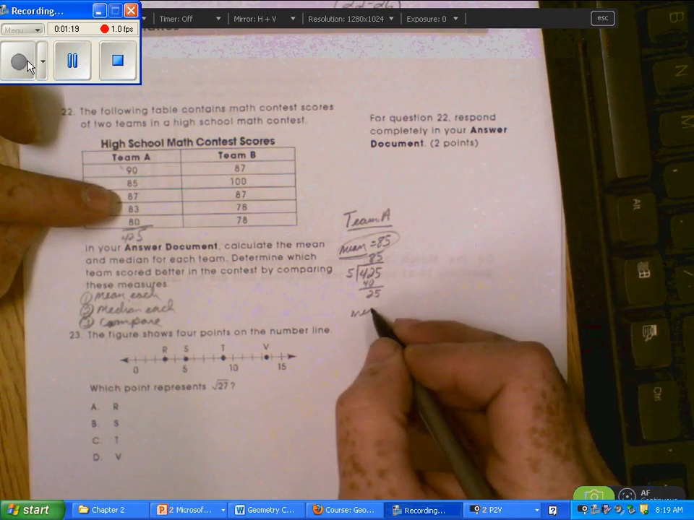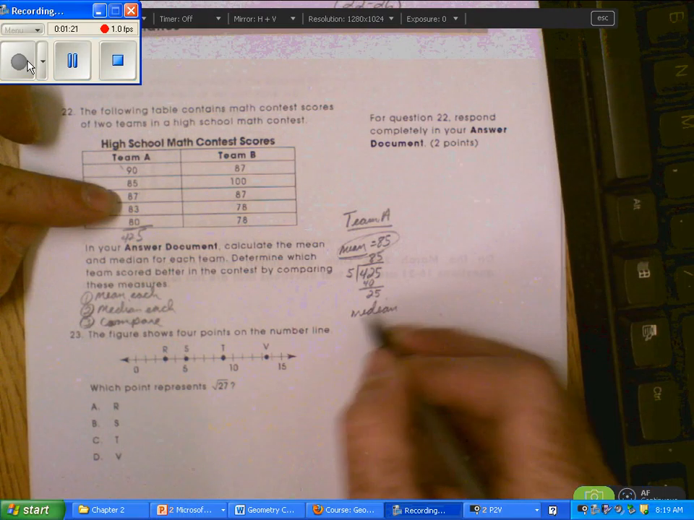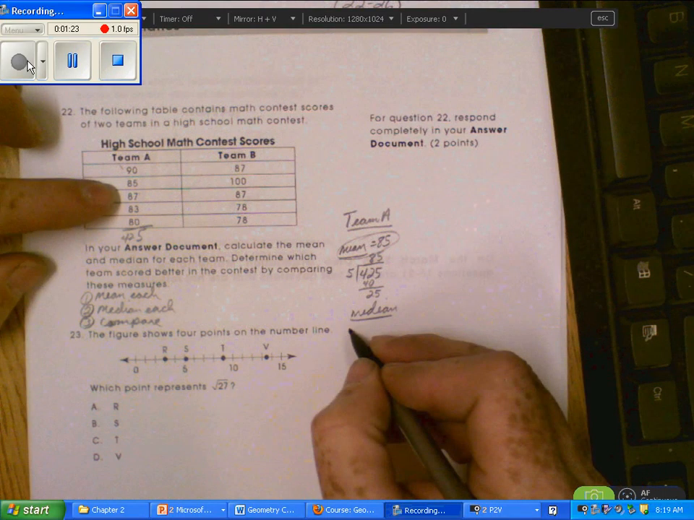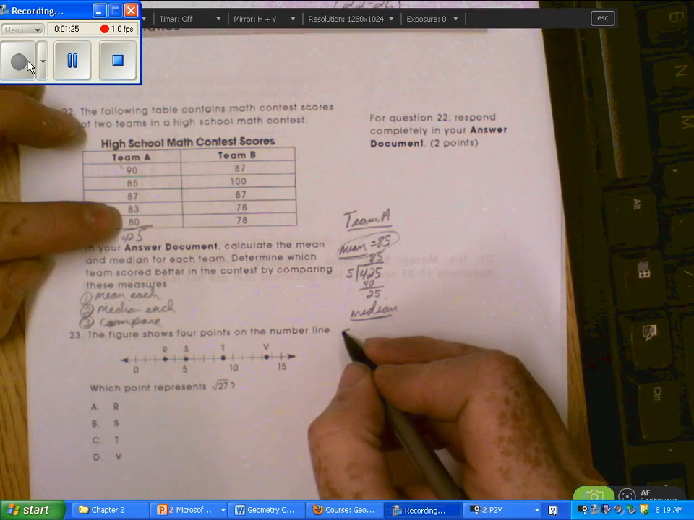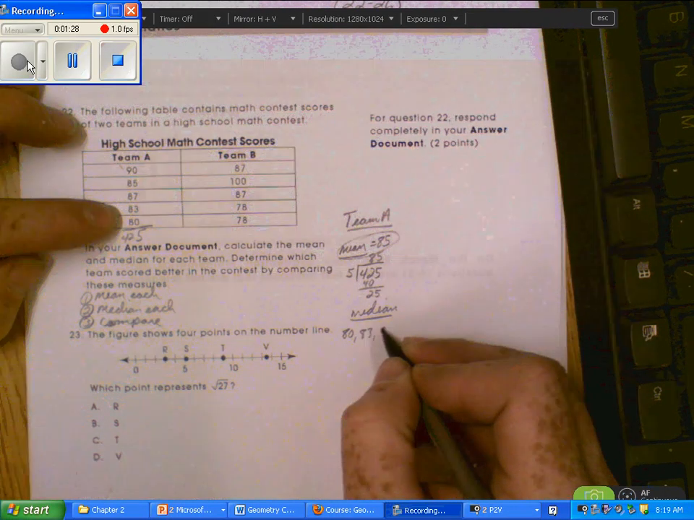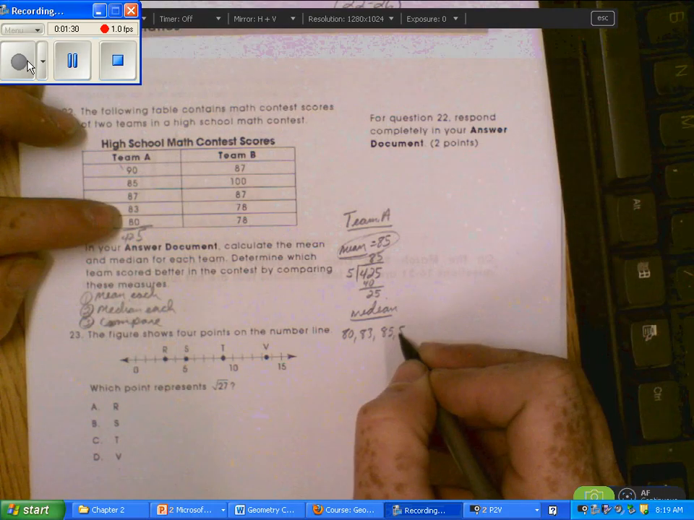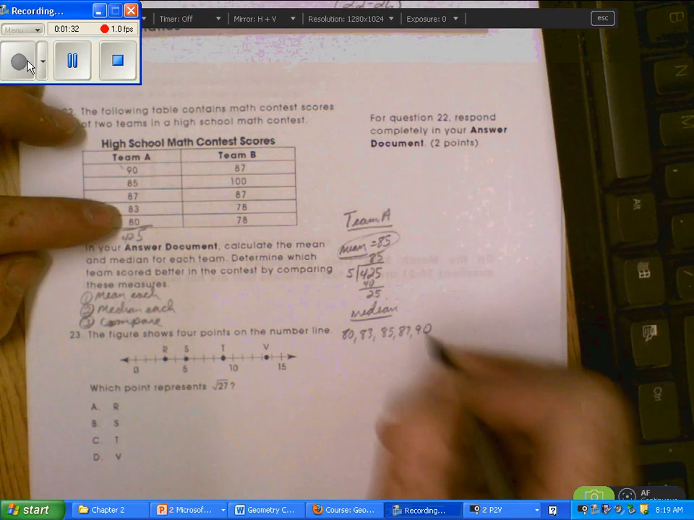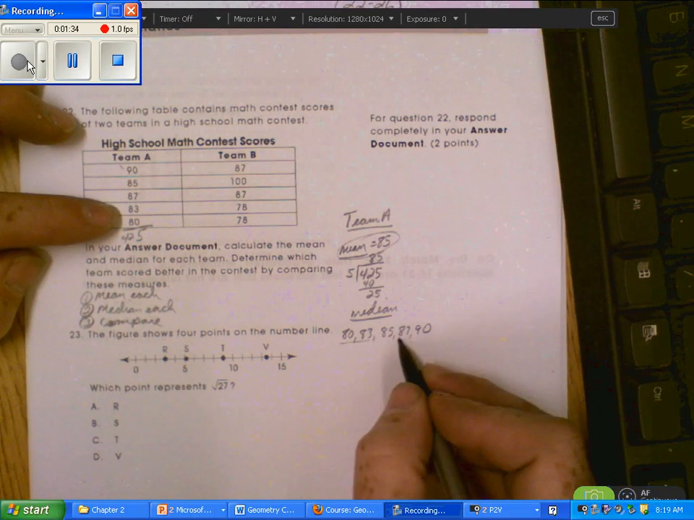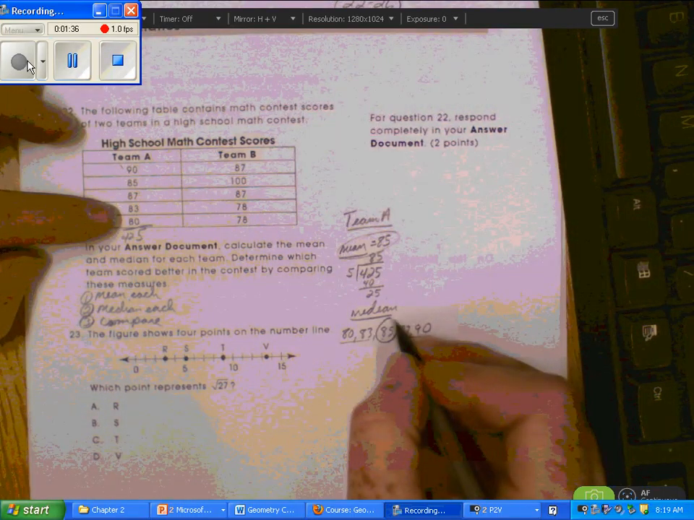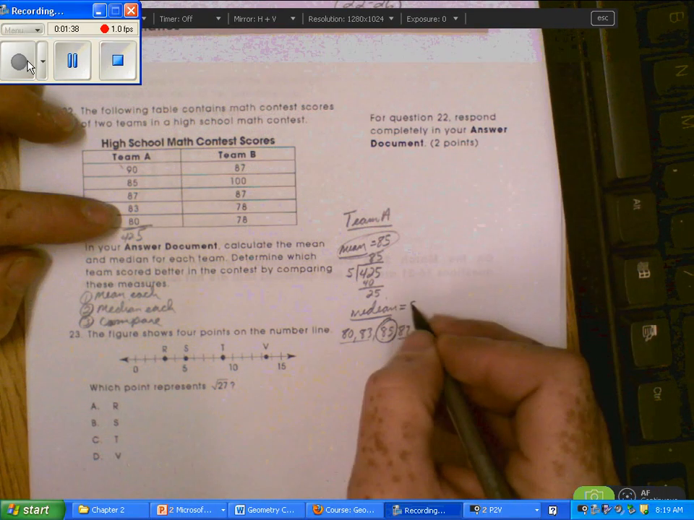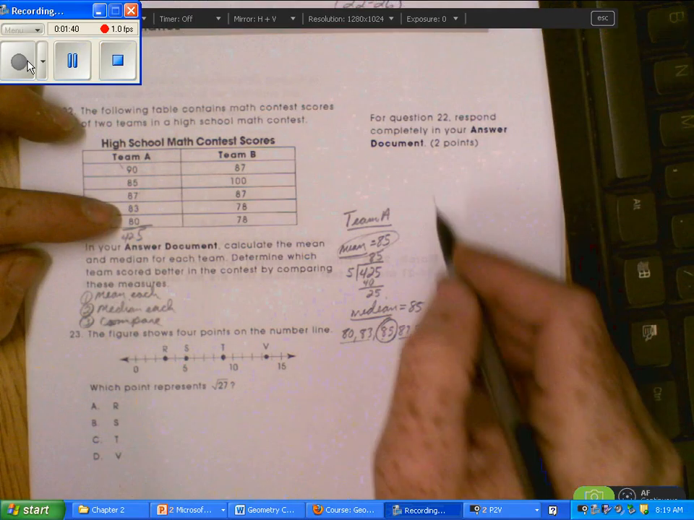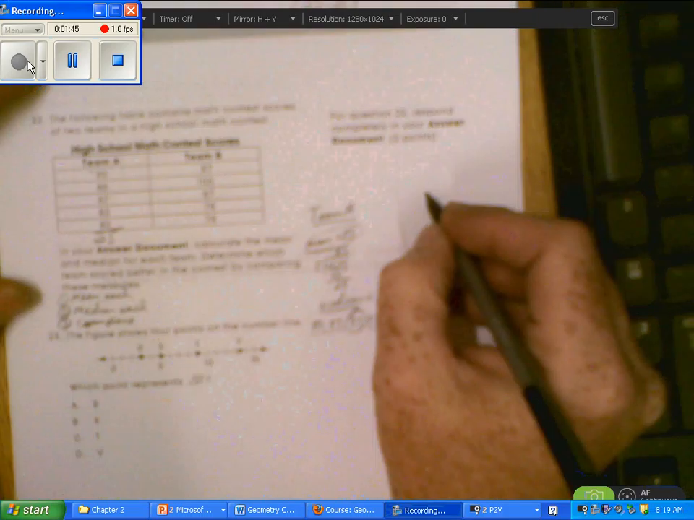The median, we line them all up and take the middle number. So 80 is the lowest, then 83, then 85, then 87, then 90. Got 2 over here, 2 over there. So the median is 85 for Team A. So their mean and median actually came out to be the same thing. It doesn't always work out that way.